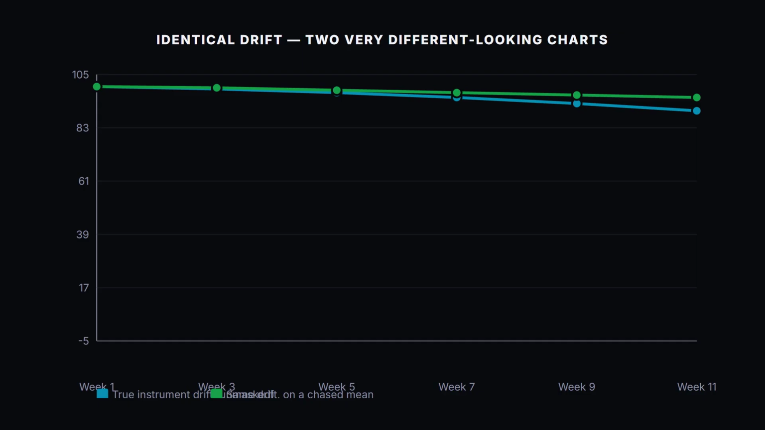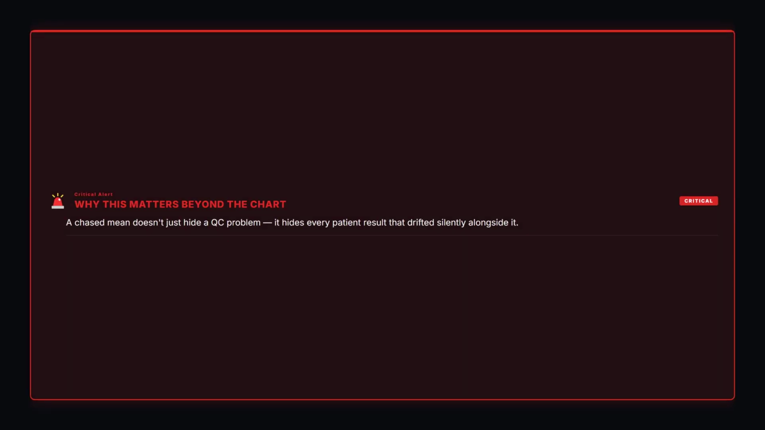If the drift being masked reflects genuine calibration decay, a failing reagent lot, or a probe delivering an increasingly inaccurate volume, every patient result reported during that window is drifting right along with it, invisibly, because the chart that should have caught it was quietly reset.